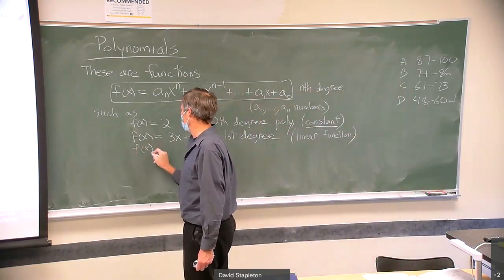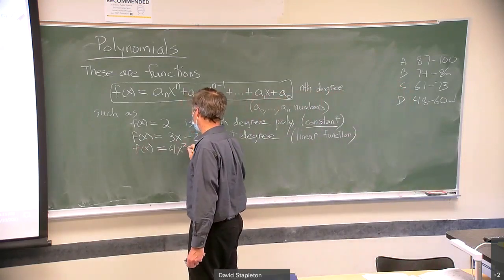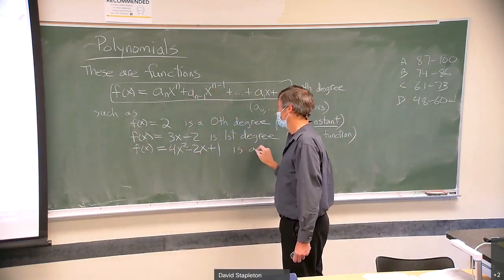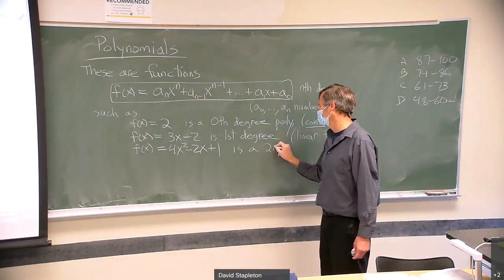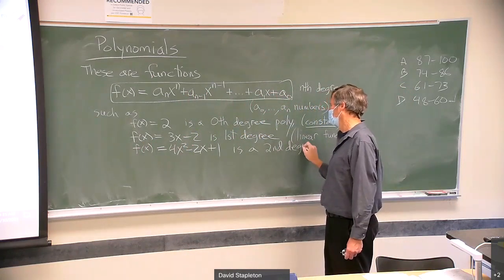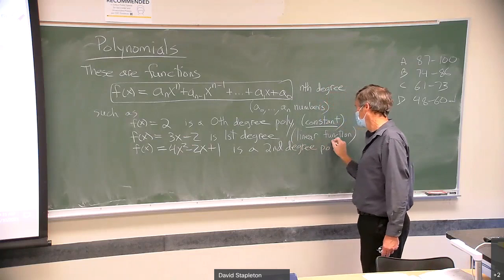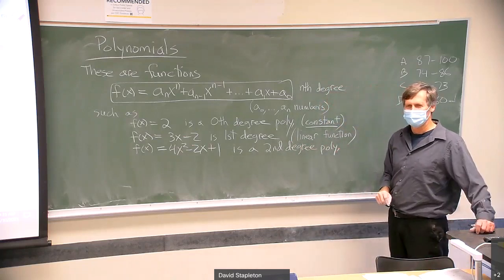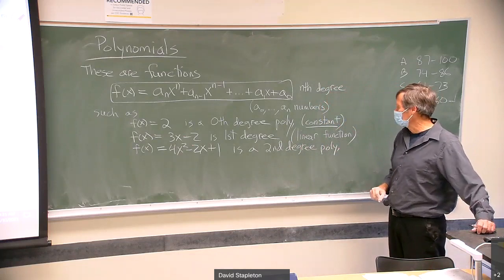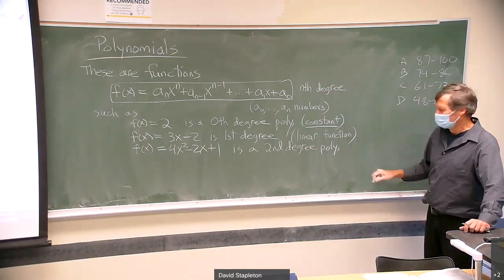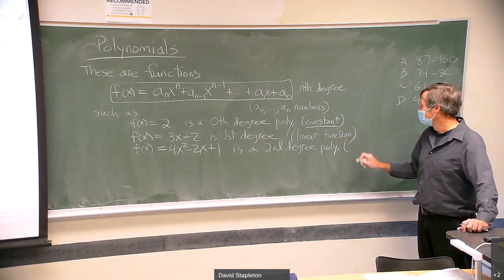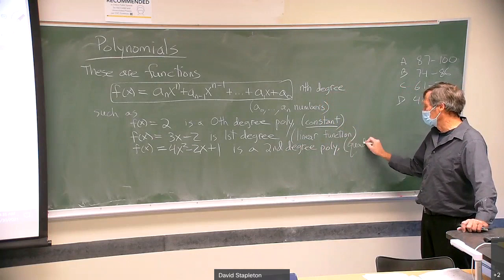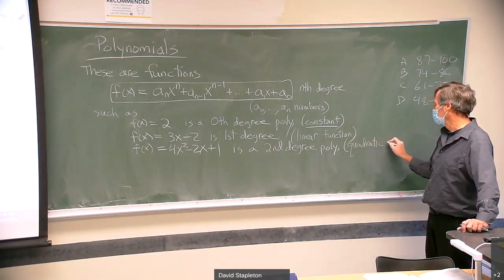How about this one? f of x equals 4x squared minus 2x plus 1. That's a second degree polynomial, also called what? Should I put this in the final? Yeah, probably. All right, so a second degree polynomial is also called a quadratic polynomial or a quadratic function. Either one.